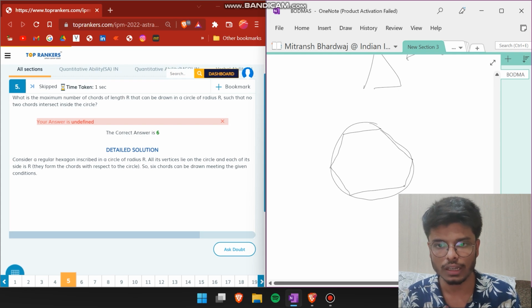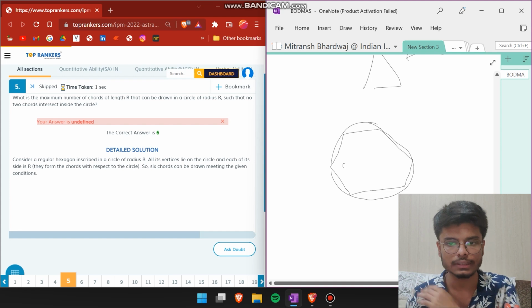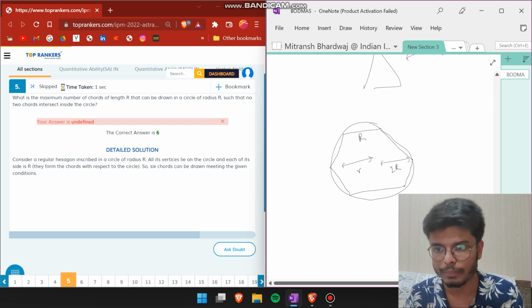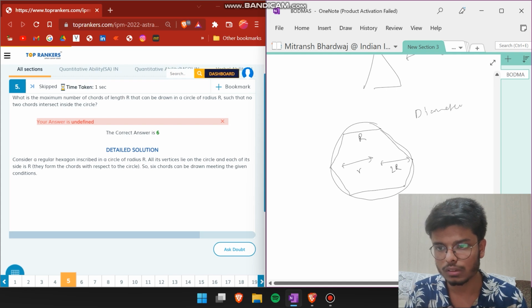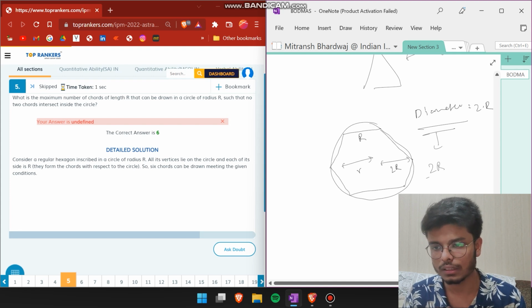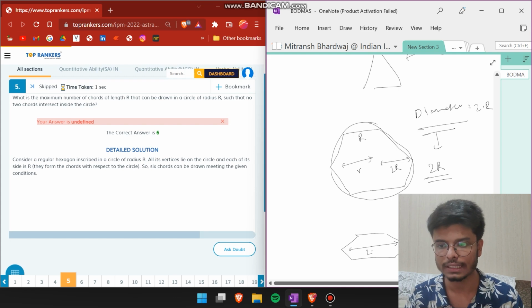In this case, each of them has length r, in a circle of radius r. So this much is r, and the number of chords also has to be r. For that case, the diameter will be 2r, so the diameter must be equal to 2 into r. You know that only a regular hexagon has its middle diagonal equal to 2r if the sides are all r in length. So from that, intuitively you know it will be a hexagon.